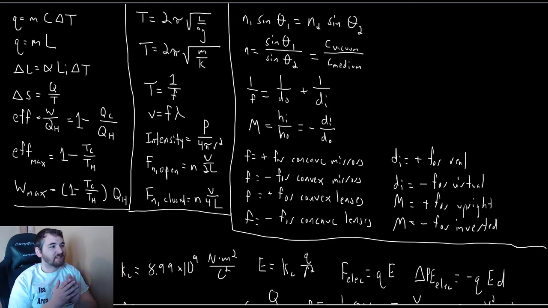So in this case, Q is heat energy, lowercase m is mass, capital C is specific heat, and delta T is change in temp. The Q is the same, the m is the same. The capital L is going to be latent heat.